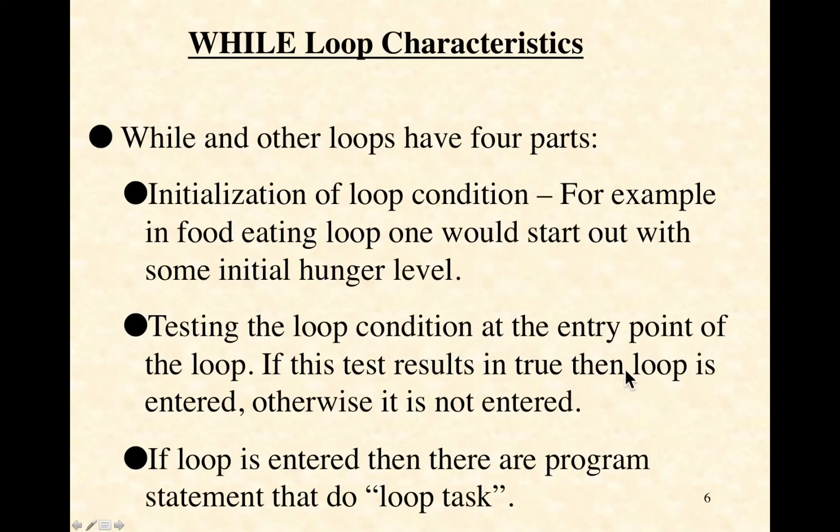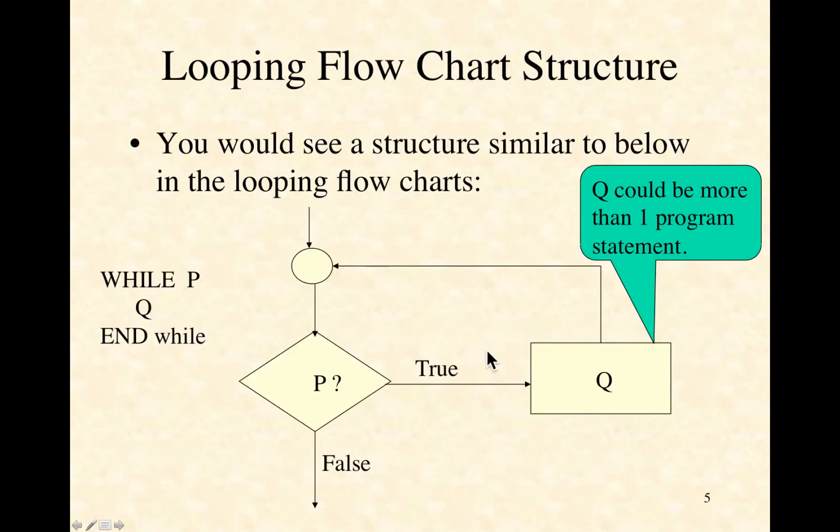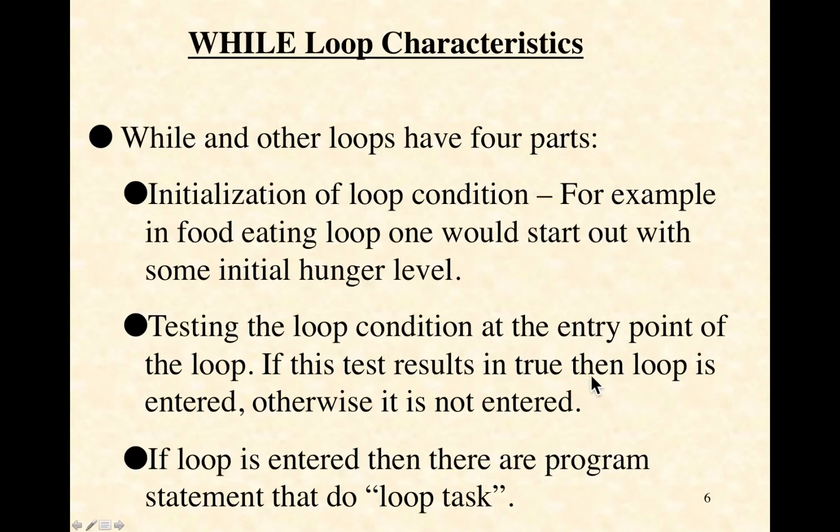If this test results in true, then the loop is entered, otherwise it's not entered, as we saw here, that we test the condition P. If this is true, then this is the loop task, or update, or both. But if this is false, then we exit the loop right there. Okay. And if the test results in false the very first time, the loop will not be entered at all. If the loop is entered, then there are program statements that do the loop task.